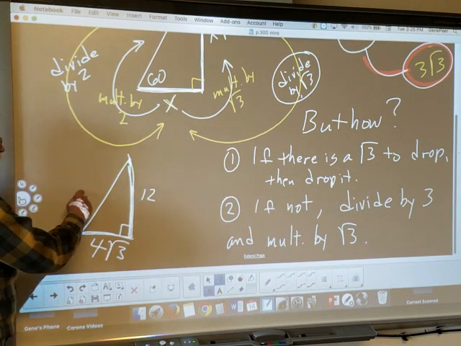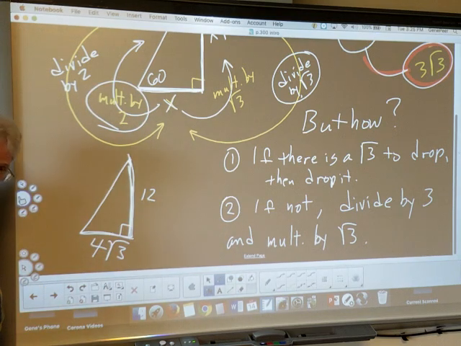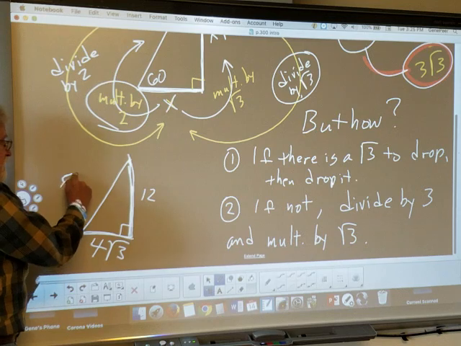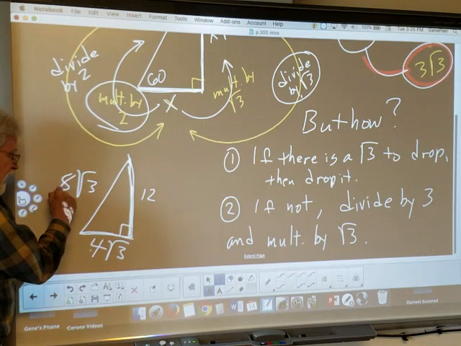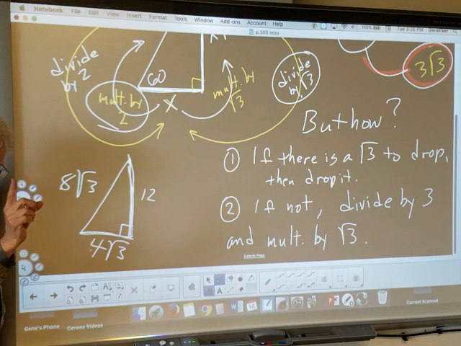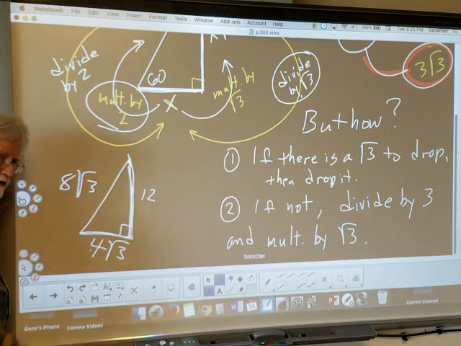Then to get to the hypotenuse, we still just double it. How do you double 4 square root of 3? Yep, 8 square root of 3. 4 of these guys doubled is 8 of those guys, not 8 of somebody else. Don't you dare double that 3. 4 square root of 3's doubled is 8 square root of 3's. And we're done.